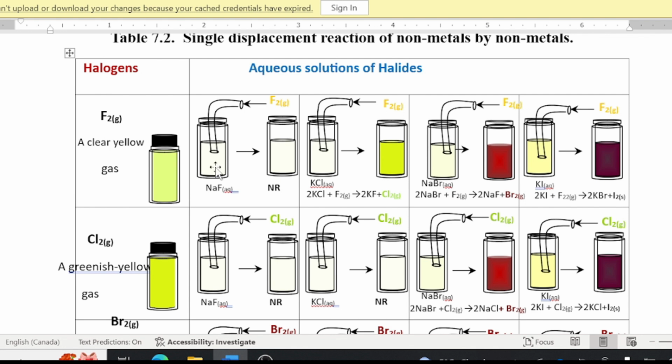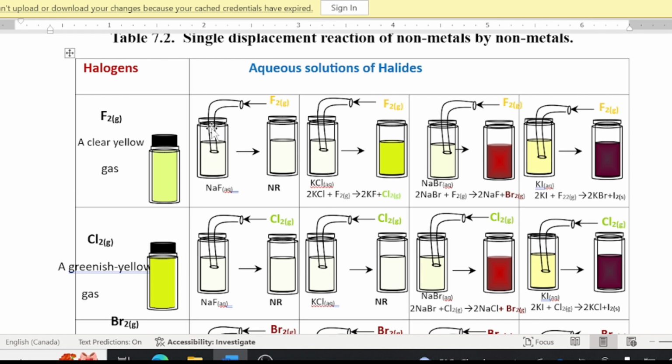Here is sodium fluoride, an aqueous solution of sodium fluoride. This is an aqueous solution of potassium chloride. And this is an aqueous solution of sodium bromide. And this is an aqueous solution of potassium iodide. So what we'll do now, we'll take this gas here, fluorine gas from a source, and we'll pass it through sodium fluoride, and pass it through potassium chloride, sodium bromide, potassium iodide there, and you observe.